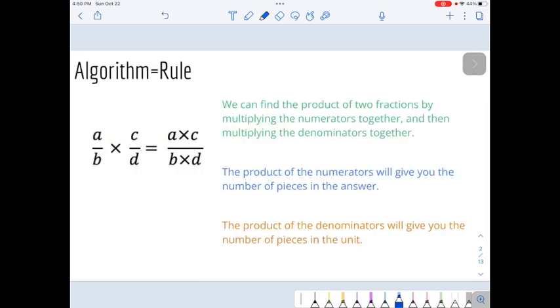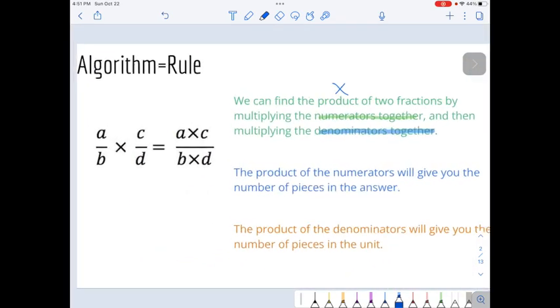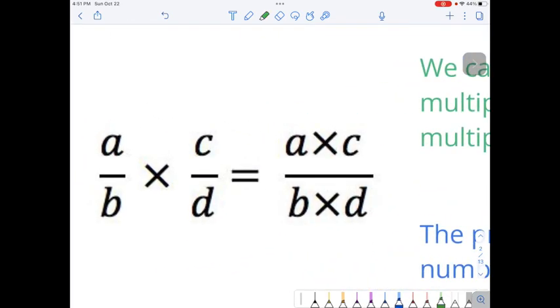This is the algorithm or rule. It looks really super complicated, right? But let's take a look at the green words first. It says we can find the product, which is the answer to a times problem, of two fractions by multiplying the numerators together and then multiplying the denominators together, right? So let's take a look at what that looks like over here. Here's a numerator, A, and here's a numerator, C.